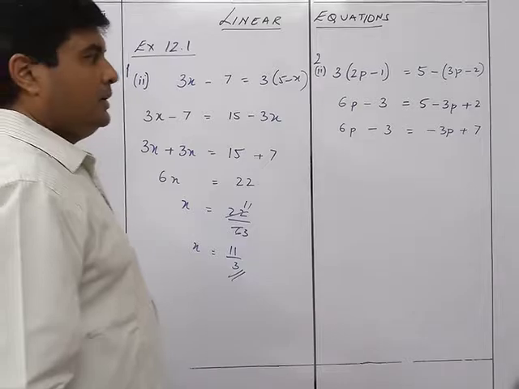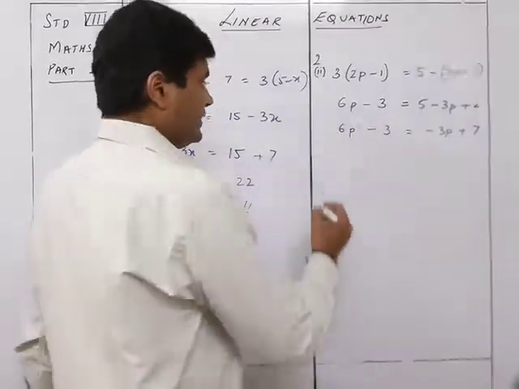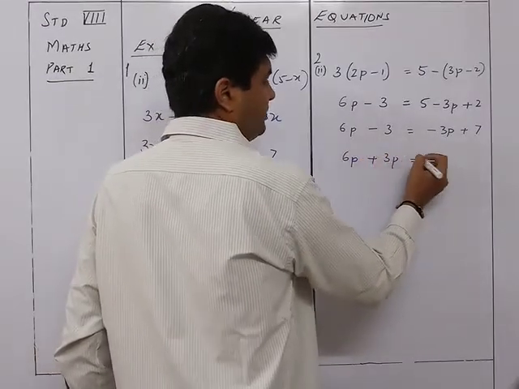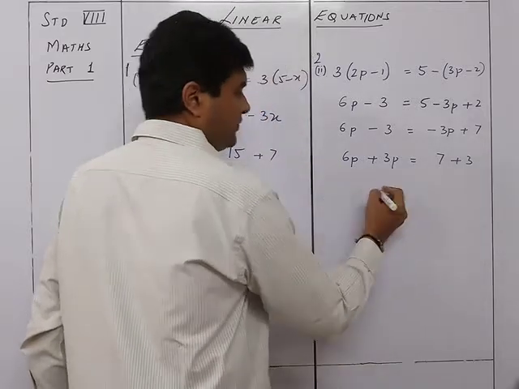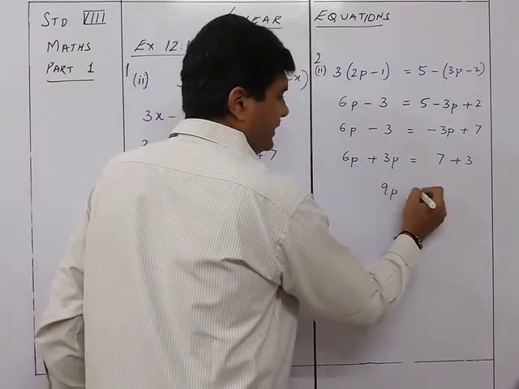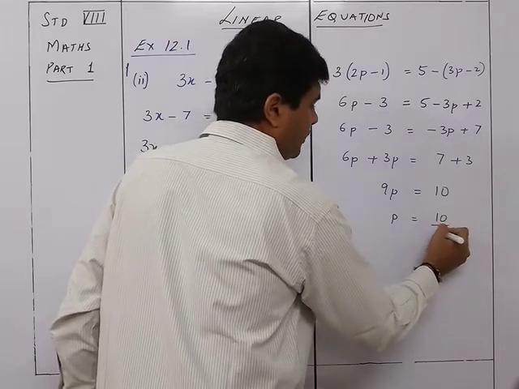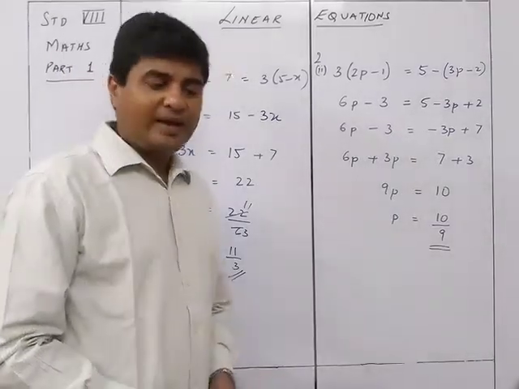Okay. Now bringing all the p's on one side and the numbers on the other side. So that's why 6p plus 3p is equal to 7 plus 3. So this gives you 9p is equal to 10, and p is equal to 10 upon 9. So this is the answer, that p is equal to 10 upon 9.